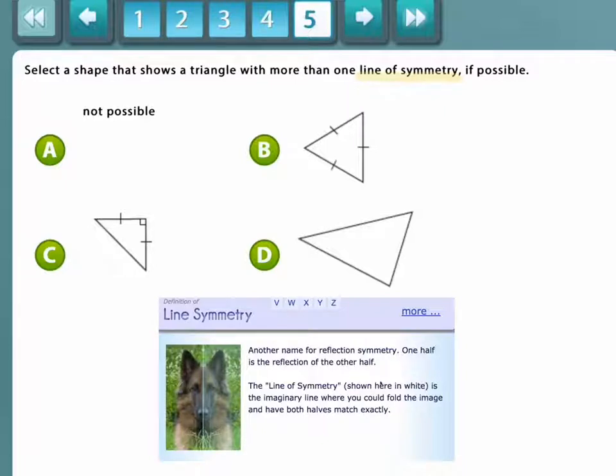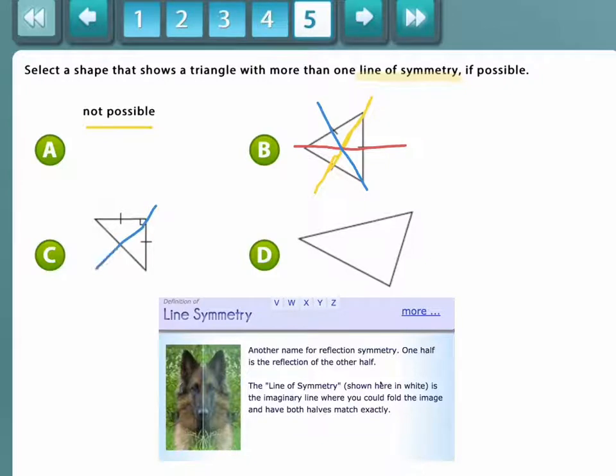So looking at this, it says the question, first option A is not possible. Second option B, can I cut this triangle down the center more than one way, using a line of symmetry? And yes, I can cut it down this way. I can also cut it from this vertex down to the center. And as a matter of fact, I can also cut it from this vertex here down to the middle of that other side of the triangle. So this would actually have three lines of symmetry.